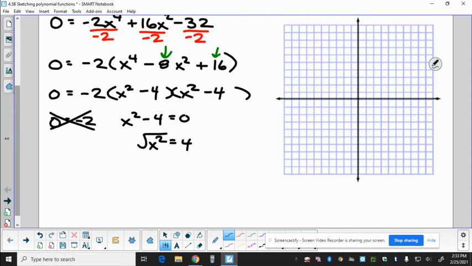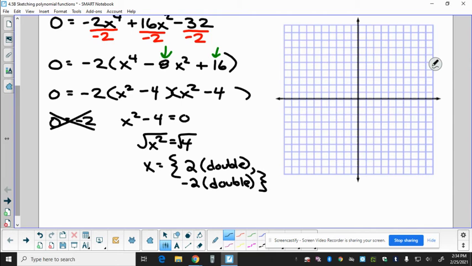So let's go ahead and take the square root. And what we will have is two 2's and two -2's. We could just list those as double zeros. Now, those are x-intercepts. What we can do is plot those as points, 2 and -2. Next step, let's try to sketch a graph.